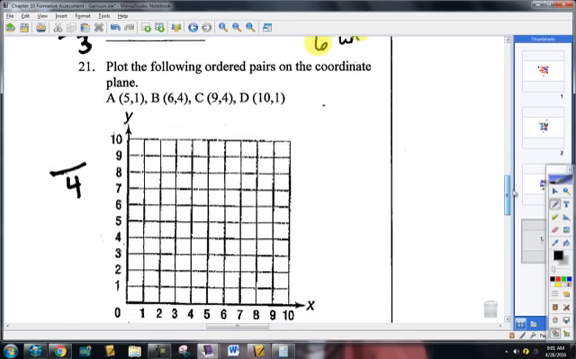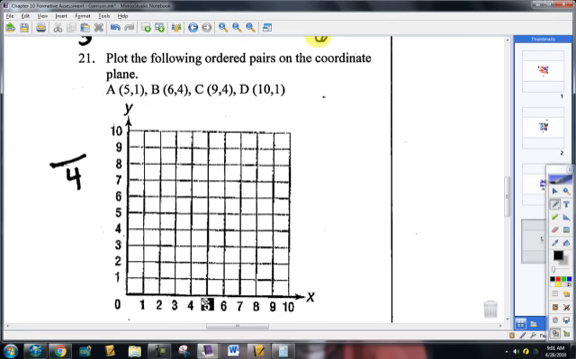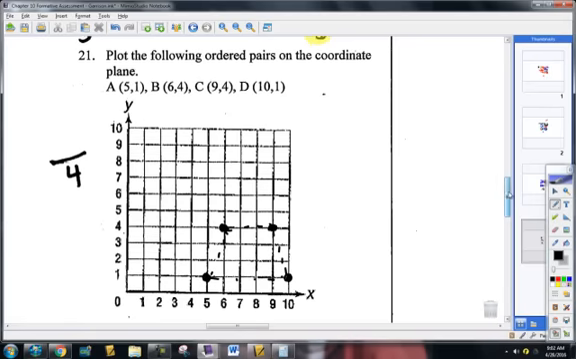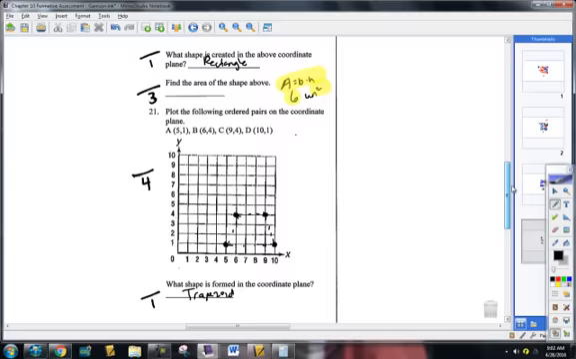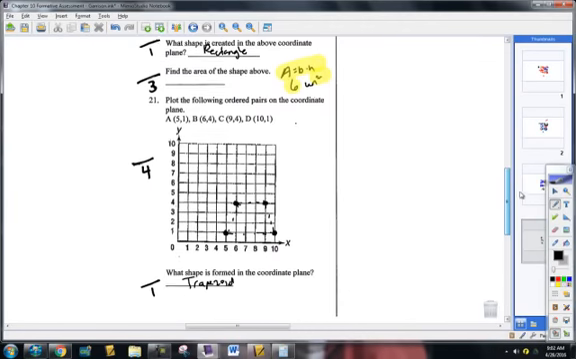Good? 21, same deal here. Just plot the points, make sure they're in the right spot. So 5, 1, that's point A. Over 6, up 4 right there. Over 9, up 4. 10, 1 would be right there. You can see what shape this is going to be. That is a trapezoid. So there's your 4 points there, and then there's your trapezoid. This page is out of 4, 8, 12, 13.